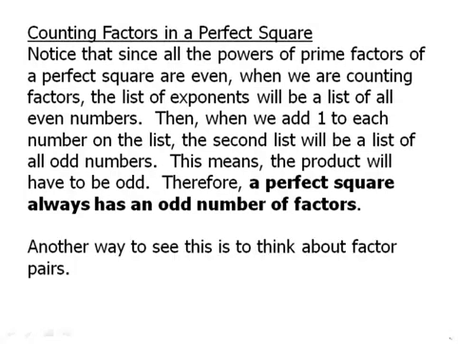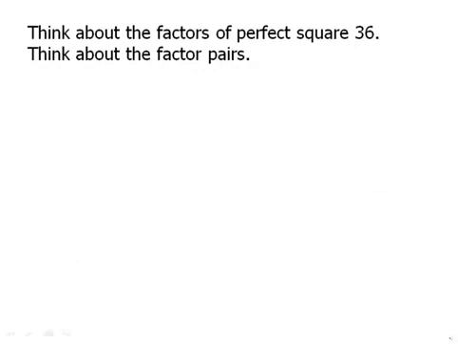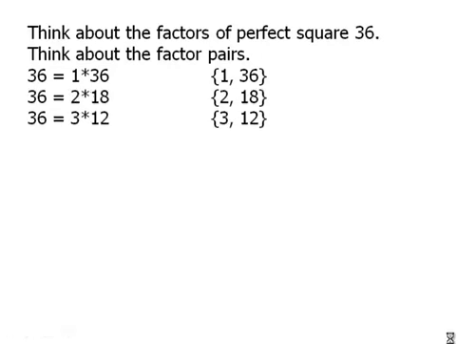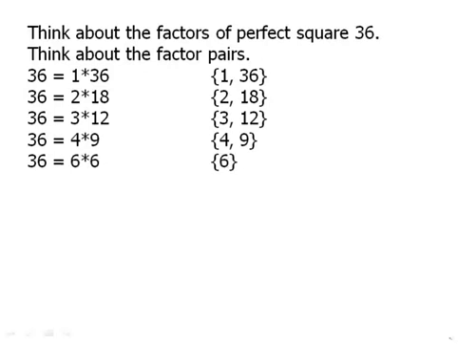Another way to see this is to think about factor pairs. Think about the factors of the perfect square 36. Think about the factor pairs. Well, of course, one pair is 1 times 36. Of course, 1 is a factor of every number, and every number is a factor of itself. 2 times 18, 3 times 12, 4 times 9, all these factors in pairs. But then we get down to 6 times 6. And of course, that counts as only one factor, 6. Well, this is interesting. Every other factor was in pairs, but 6, which is the square root of 36, is all by itself. And thus we have an odd number of factors because we have one unpaired factor.